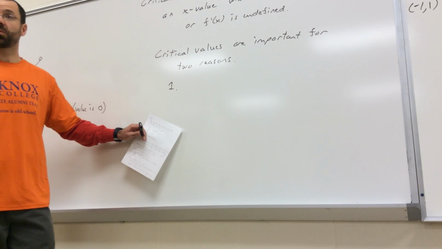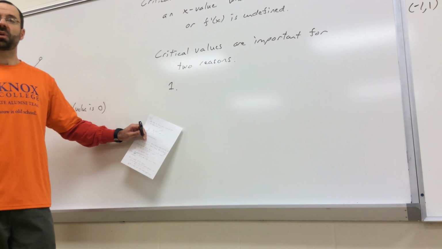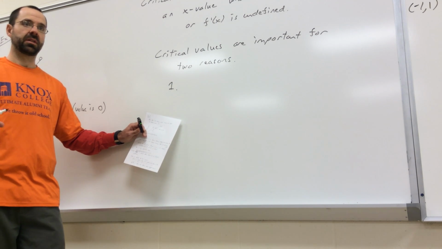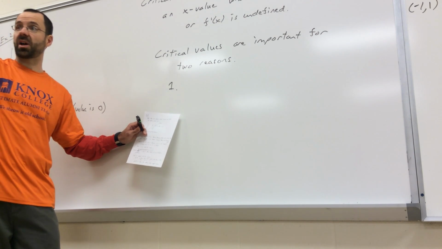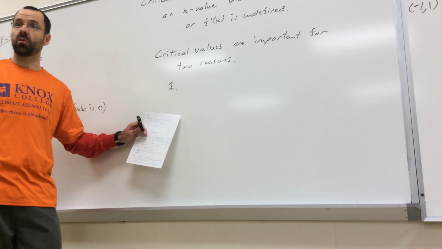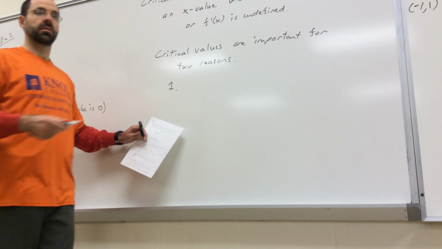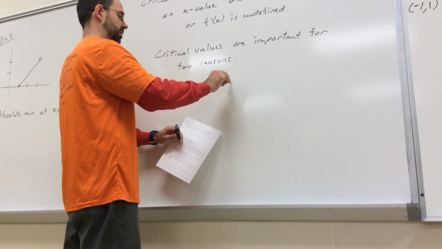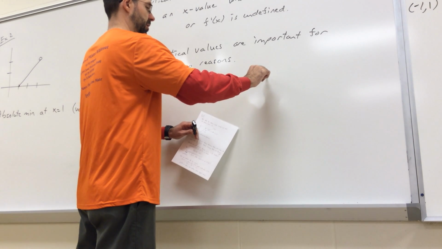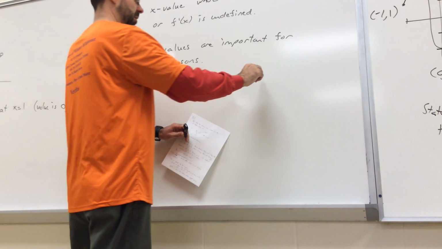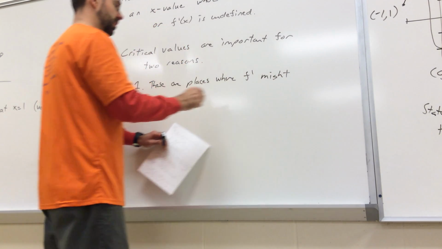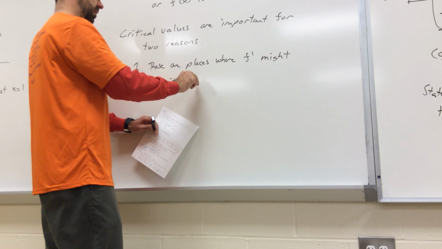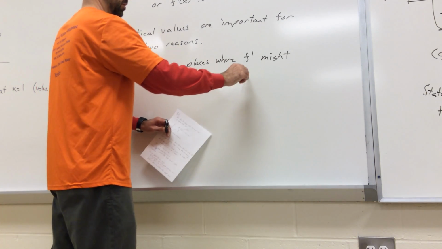Okay, so the first reason they're important is what I just alluded to. It's a possible place where f prime might switch from positive to negative, because f prime could switch from positive to negative if it crosses 0 or if it jumps over 0. So these are places where f prime might switch from positive to negative, or vice versa.